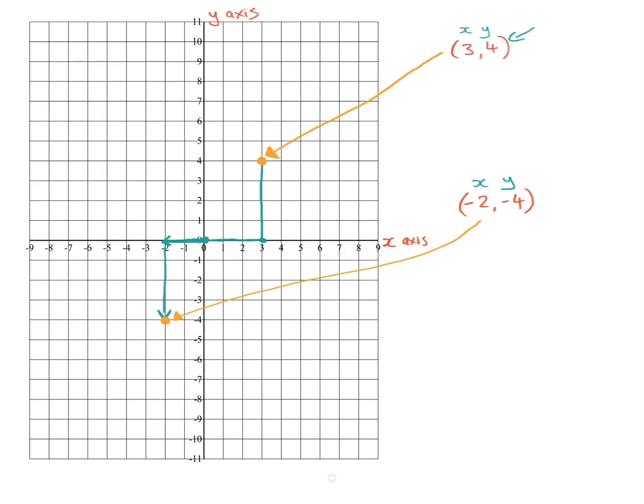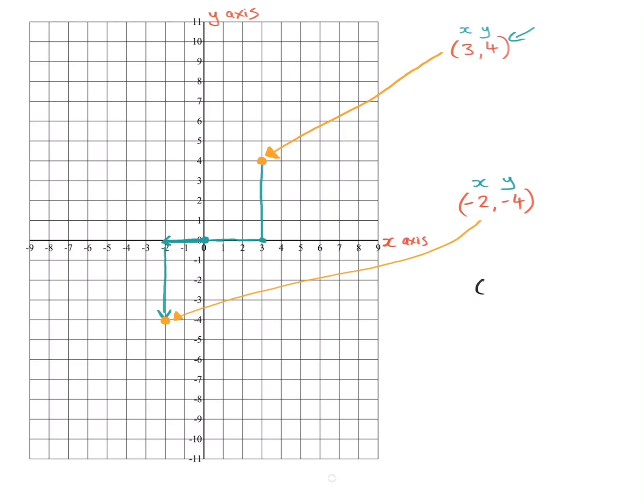That is how you plot points. Plot means to place. So that is how you plot points on an XY axis. You always start in the middle and you go along the x-axis first, and then you go either down or you go up.